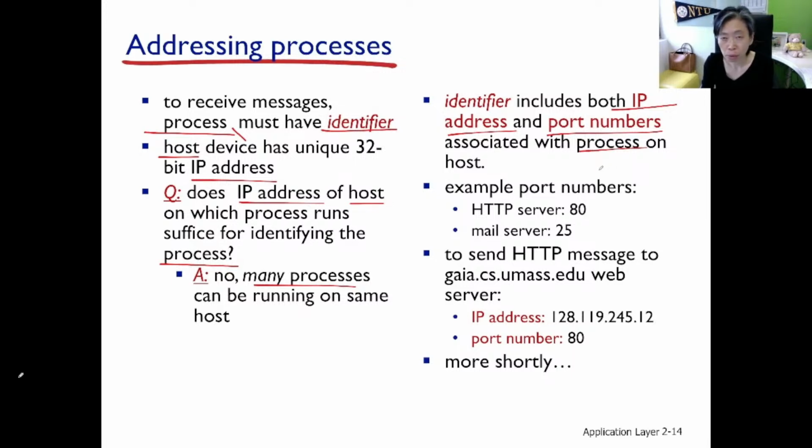Some of these processes could be well known, for example, a server process for the web or a server process for email, so they could be running on a well-known port number. A web server is very often running on port 80. A mail server is very often running on port 25. In this example, if we send a message to the web server gaia.cs.umass.edu, the socket will need to be specified with this receiving address: the IP address of the machine and the port number the server process is running on.